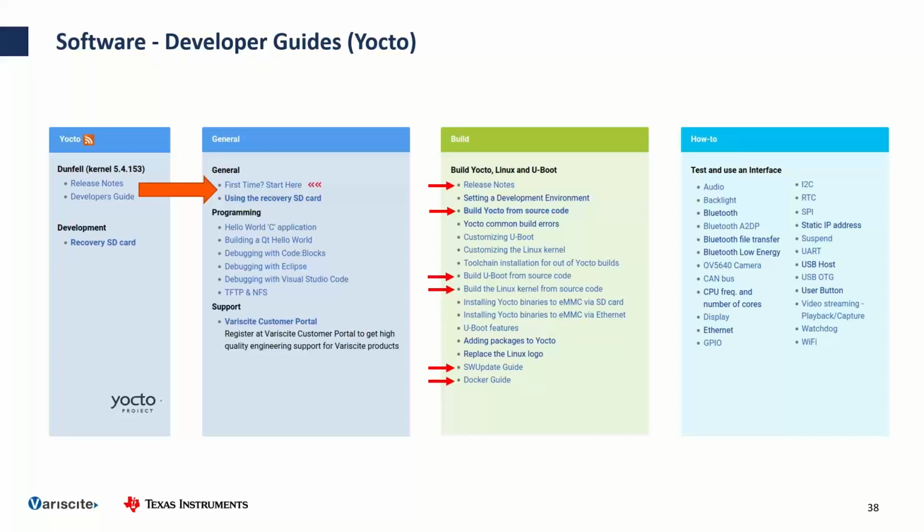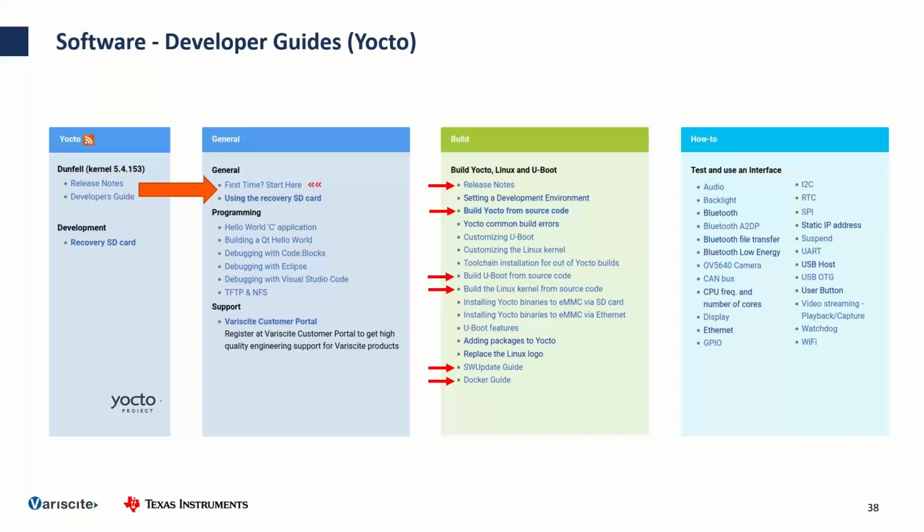Let's move to the build column. You will find the release notes. The release notes will show you every single detail of the recovery SD card that is available from the website: which is the commit ID, which is the branch for both the U-Boot, the kernel, and the layers that we are using. You will have specific instructions to build the BSP step by step, and also instructions to customize the U-Boot code and the kernel, either from the source code or within Yocto. But you will also have additional information, for example, on using software updates and Docker.